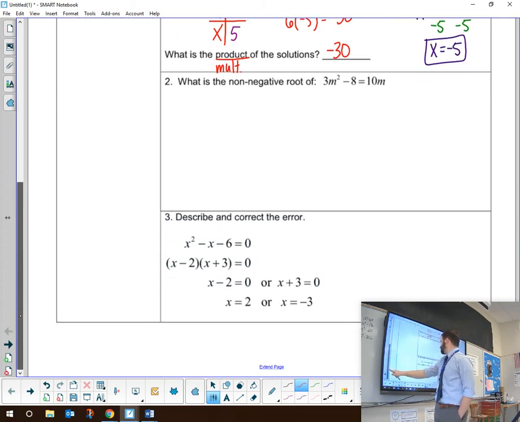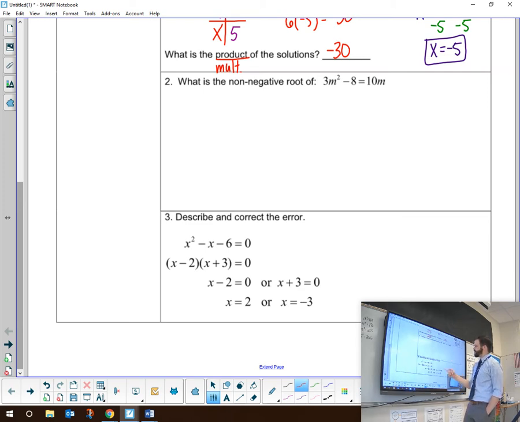Let's move on here all the way down to number 3. We're going to talk about this real quick. Let's describe and correct the error. All right, so x squared minus x minus 6 equals 0. Take a look with me real quick. What is the error to this?